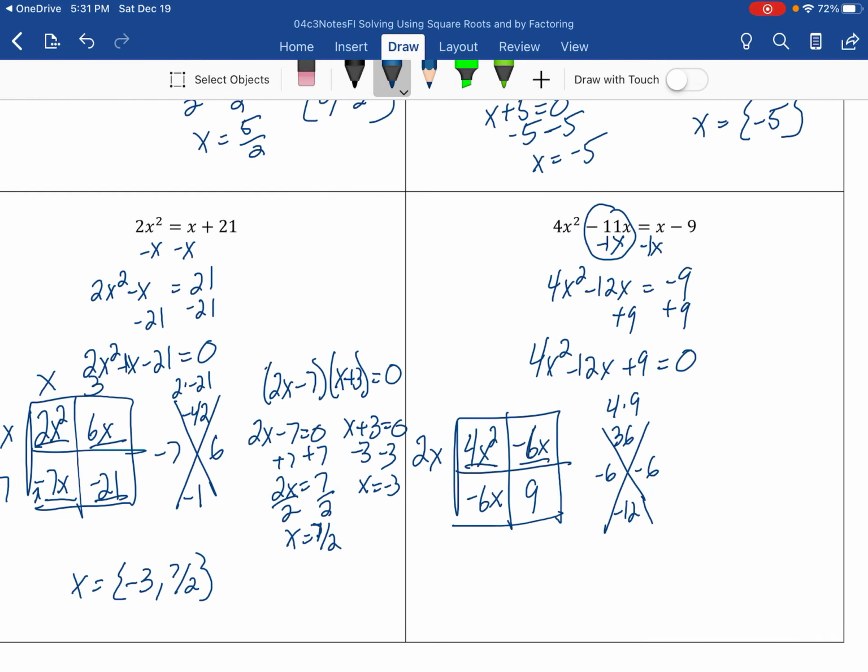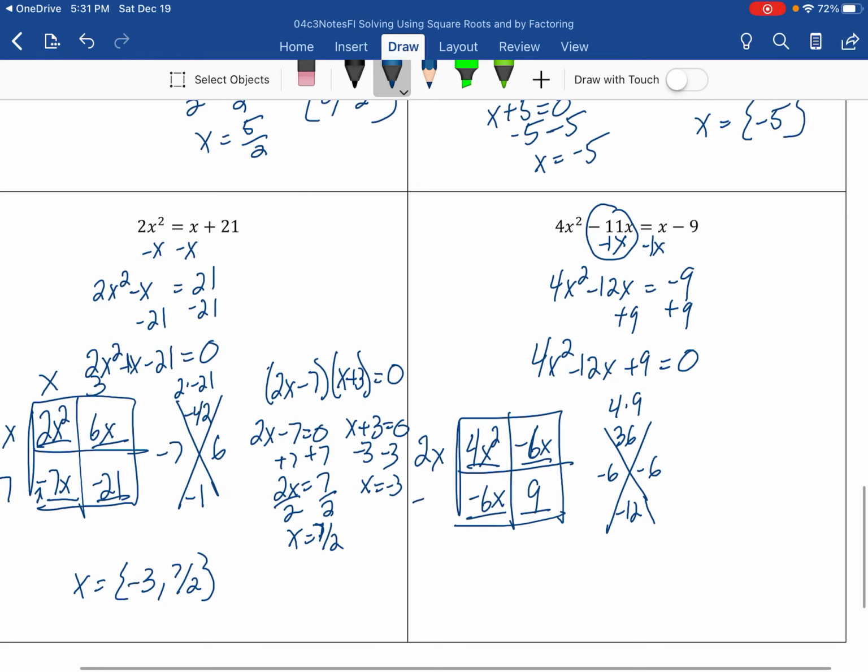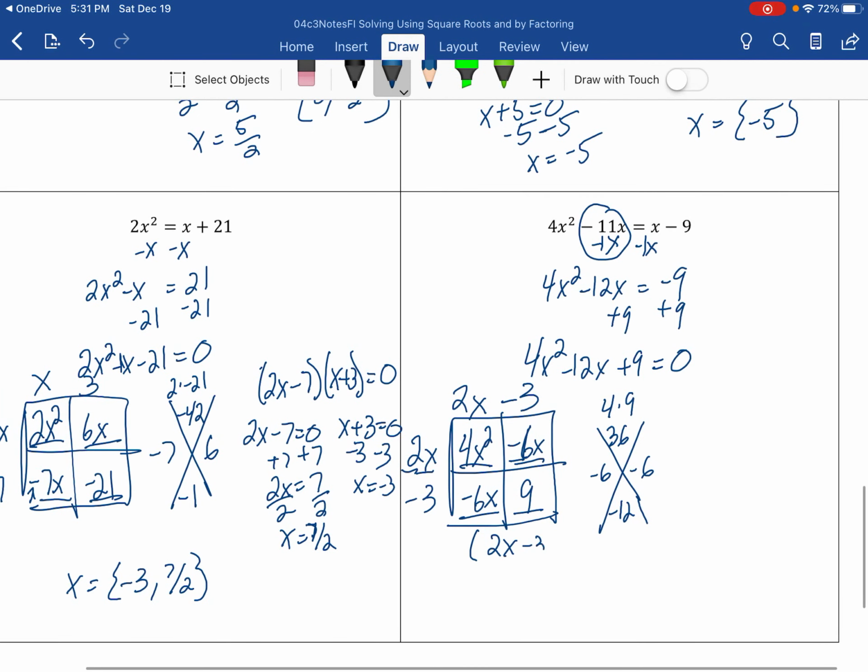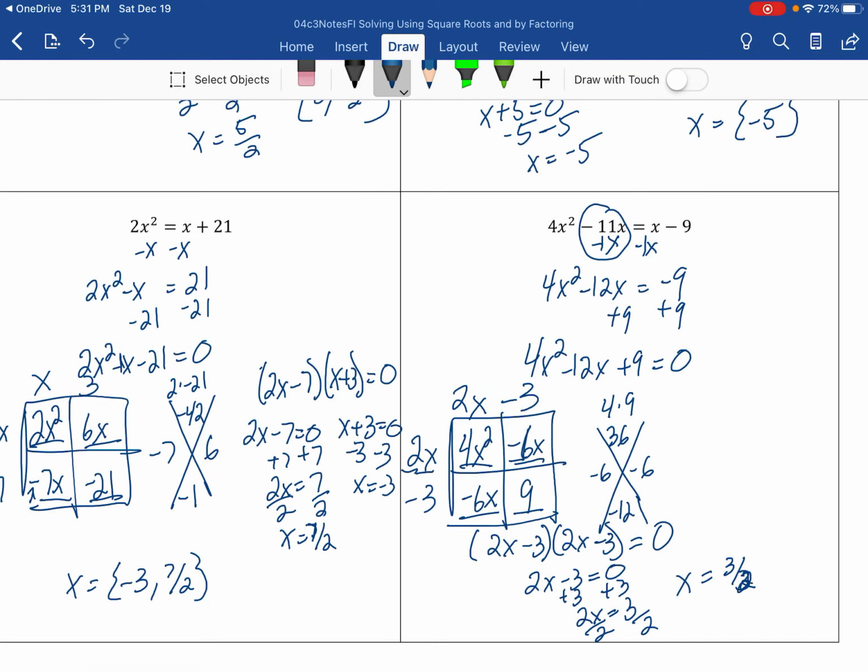I find the greatest common factor of these, which is going to be a 2x. Okay, the greatest common factor here is going to be a negative 3. 2 goes into 4 2 times. x times x is x squared. 2 goes into negative 6, negative 3 times. So this is going to be 2x minus 3 times 2x minus 3 equals 0. I only have to solve one of these. 2x minus 3 is equal to 0. Add 3. 2x is equal to 3. Divide by 2. x is equal to 3 halves, or 1 1/2.